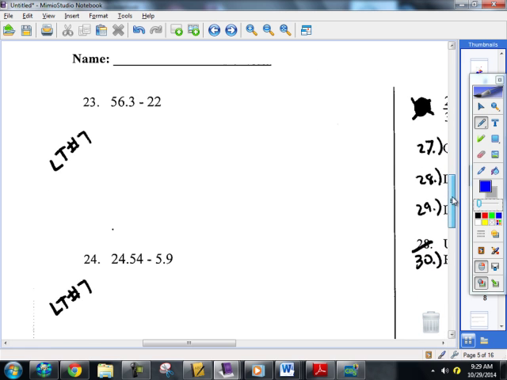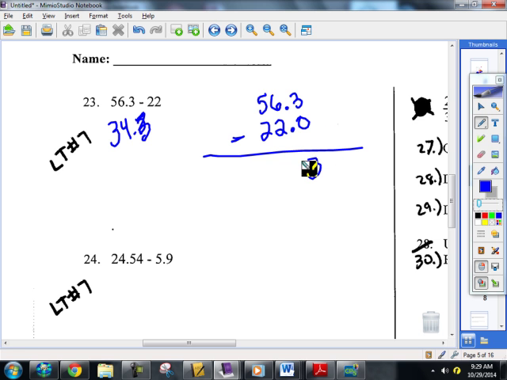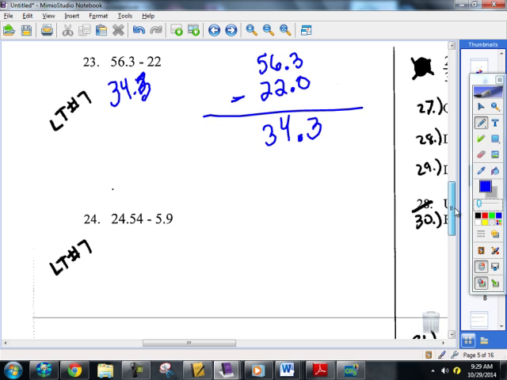All right, here we go. The correct answer here would be 34.3. Sorry. So here we go. 34.3. That's it. Okay. 56.3 minus 22. Again, lining up your place values. 3 minus 0 is 3. Bring your decimal straight down. 6 minus 2 is 4. 5 minus 2 is 3. Okay. Next one.